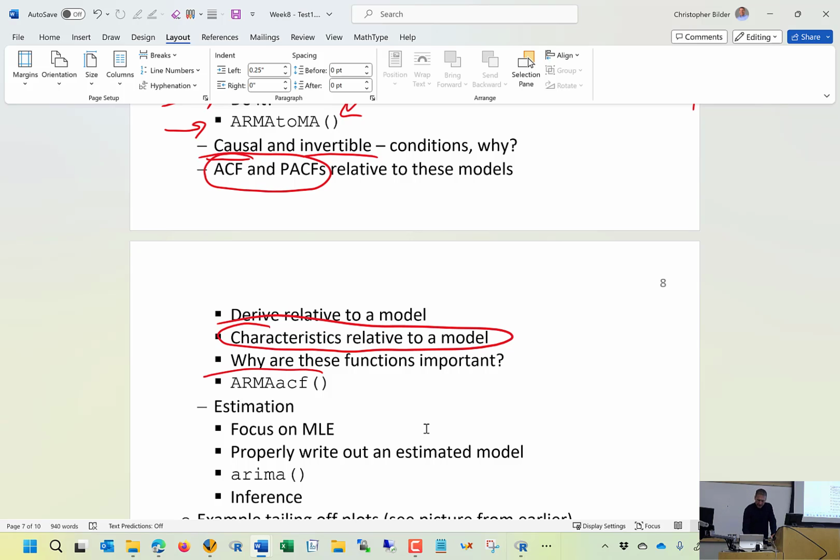We also have a function called ARMAacf that allows us to actually see what the true ACF would look like, for example. Make sure you're comfortable with using that function.